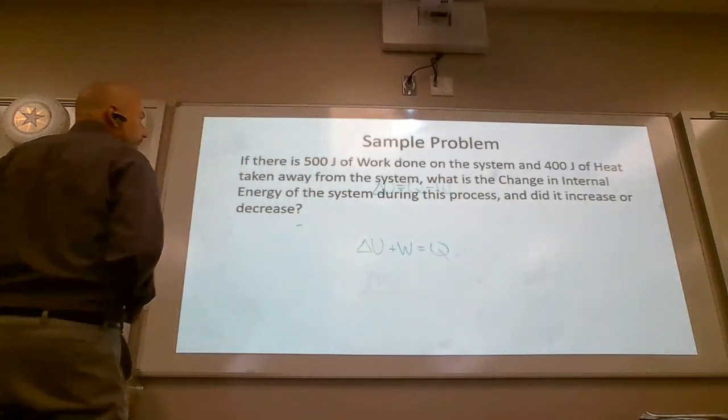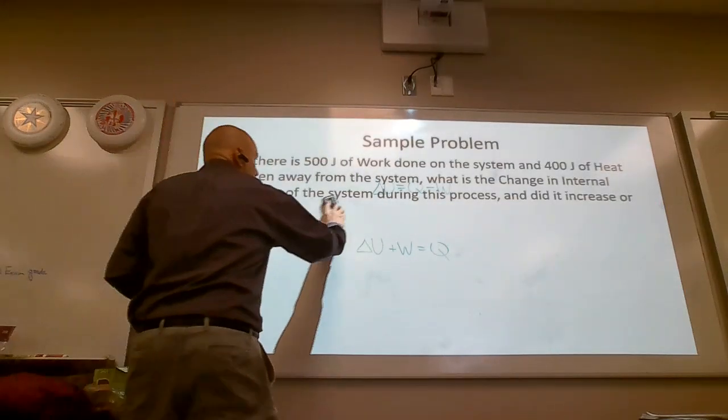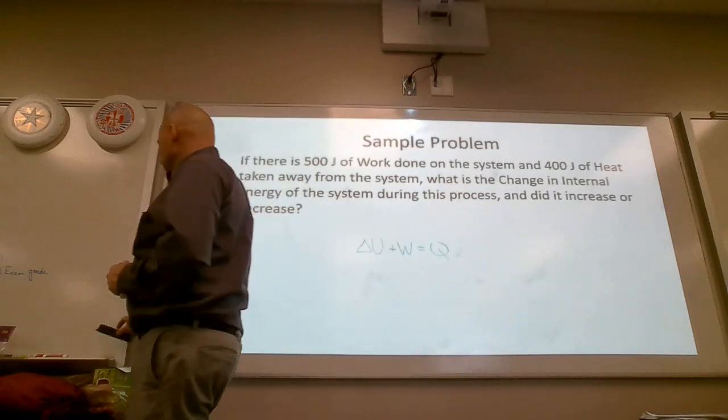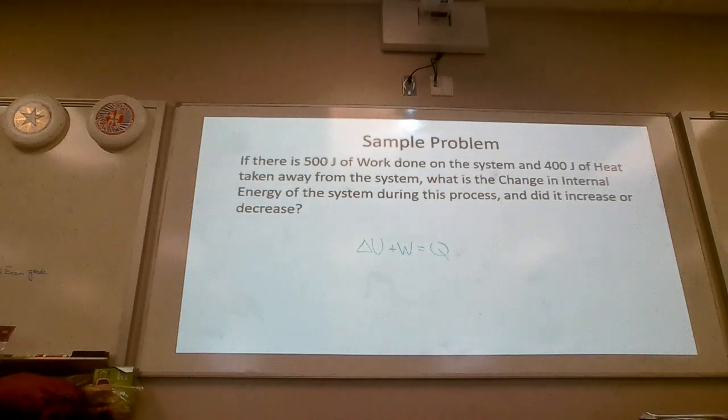So here is an example problem. There's 500 joules of work done on the system and 400 joules of heat taken away from the system. What is the change in internal energy of the system during this process, and did it increase or decrease? I'm going to give you a minute head start, and I want you to assign the positive and negative signs to the 500 and the 400 joules, because that's really where the skill is. After that, it's just easy peasy.